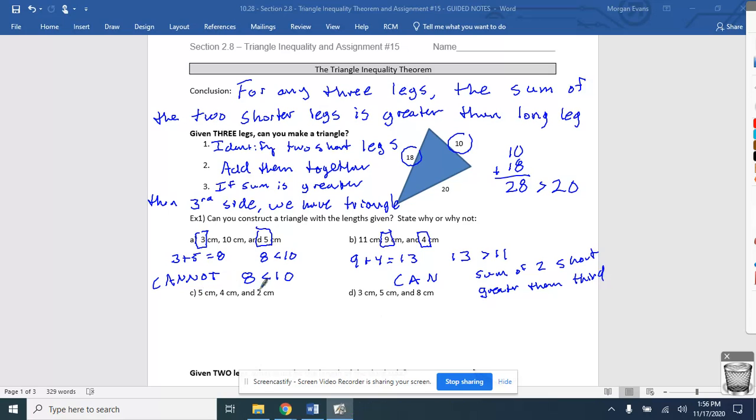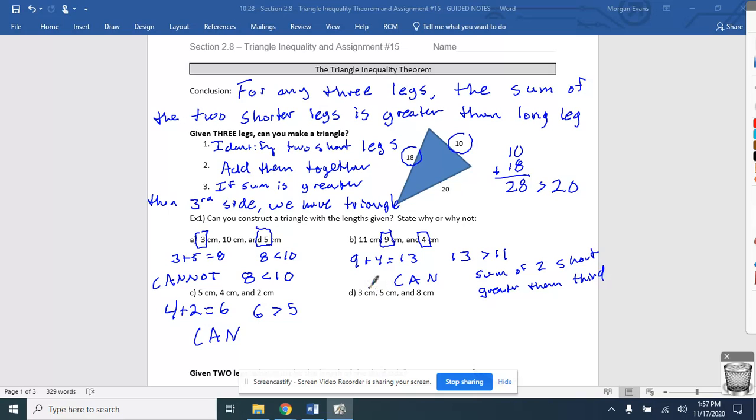So here we said 5, 4, and 2. We already looked at a triangle like this in our previous examples, but just for the sake of it, 4 plus 2 is 6. We know 6 is greater than our other length, which is 5, so we can make a triangle here. Ooh, now this one's going to be tricky.